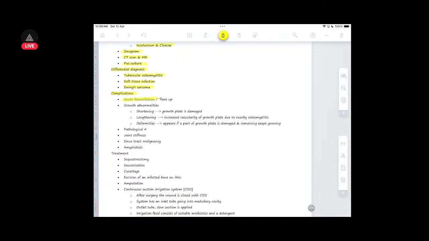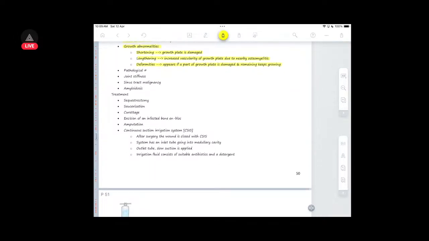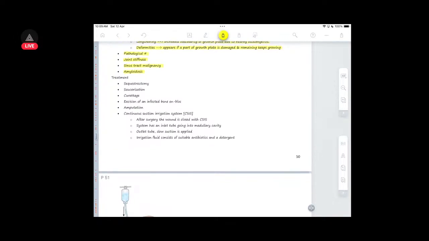Complications wise, you have acute exacerbation or flare up, growth abnormalities can be seen, wherein you can have shortening where the growth plate is damaged, lengthening where the vascularity of growth plate is increased due to nearby osteomyelitis, and deformities which appear if part of the plate is damaged and the remaining keeps growing. So you can have pathological fracture, joint stiffness will be there, sinus tract malignancies may be there, amyloidosis may be there.